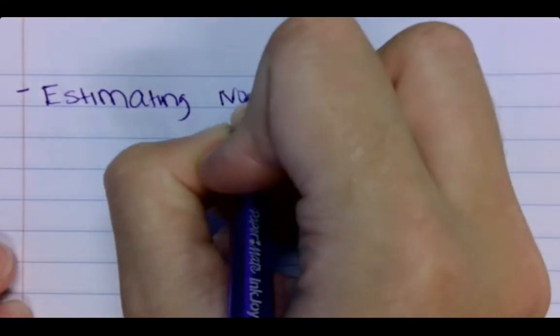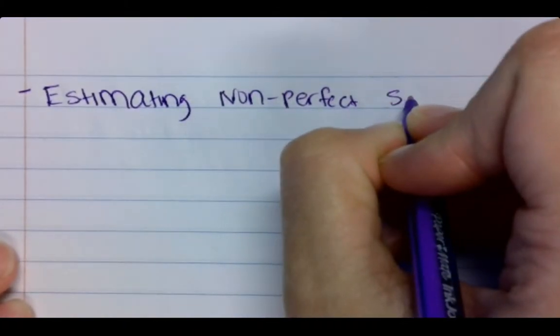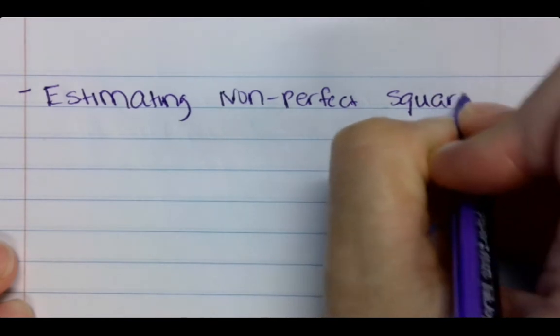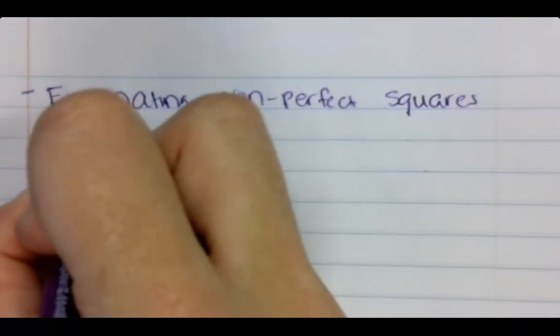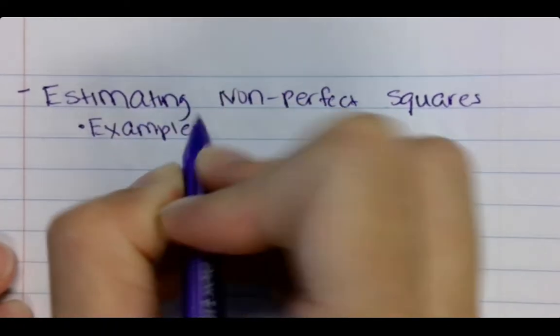Alrighty, so now we are going to work on a few more examples of this, right? I know that was kind of like, what? All right. So I ran out of room. As always, Miss Davies running out of room. So we are still working on estimating our non-perfect squares, and we are doing some examples now.